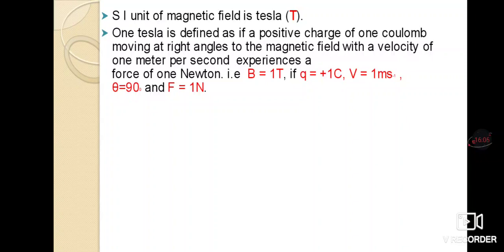Don't get confused between the definition of magnetic field and the SI unit of magnetic field. For the magnetic field definition, just equate everything with 1 and write it, and for the SI unit of magnetic field, you have to define the Tesla.